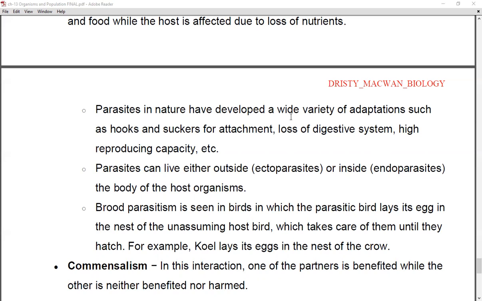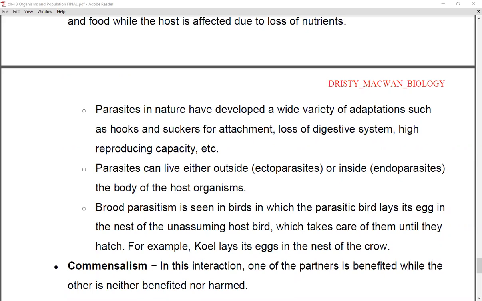They are also responsible for the loss of the digestive system, that is, whatever a person eats, everything is taken up by the parasites, and for this reason the person does not get anything, or it is also seen in animals. These parasites also possess high reproducing capacity, and for this reason they grow much more inside or outside the body of an organism, right?